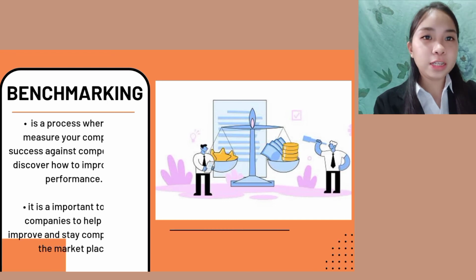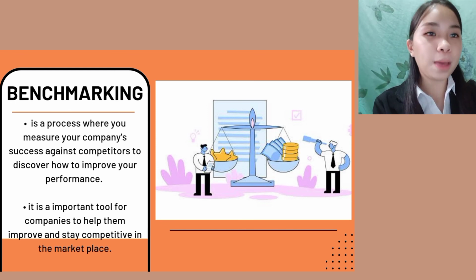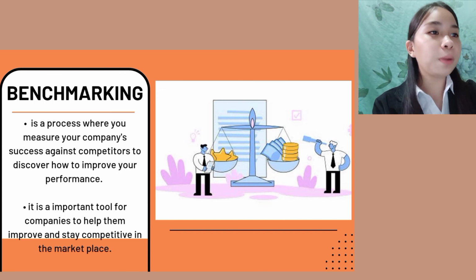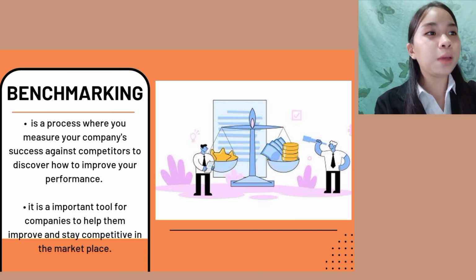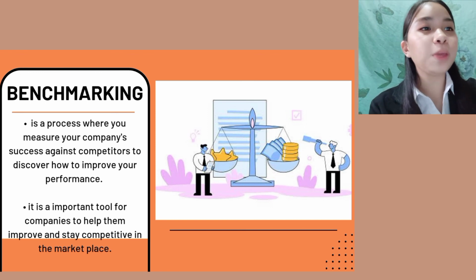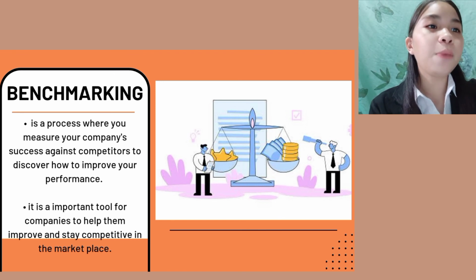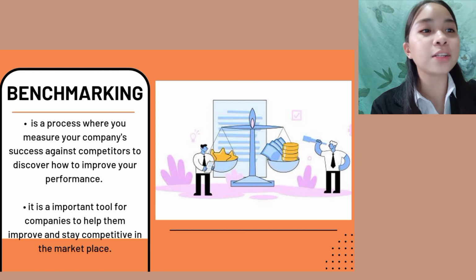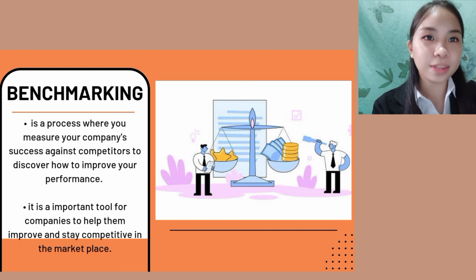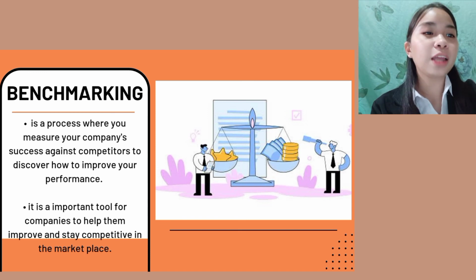So number four is benchmarking. It is the process where you measure your company's success against competitors to discover how to improve your performance. It is an important tool for companies to help them improve and stay competitive in the marketplace. So, the goal naman ng plan na to is to make continuous improvements and implement changes in business products, methods, and services. Therefore, benchmarking practices provide a better understanding of customer wishes and expectations because customers are the most important data source at every stage of comparison.